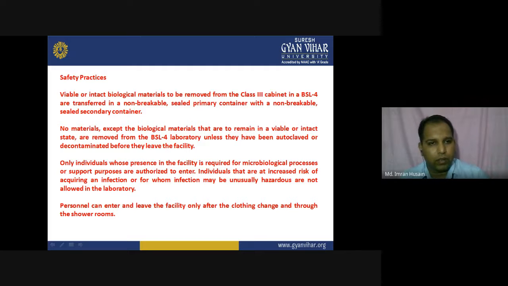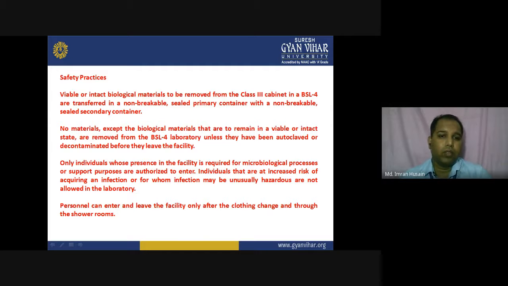What are the safety practices? Viable or intact biological materials to be removed from Class 3 cabinets in a BSL-4 are transferred in a non-breakable sealed primary container with a non-breakable sealed secondary container. No material except the biological material that is to remain viable or intact is removed from the BSL-4 laboratory, unless it has been autoclaved or decontaminated before leaving the facility. No intact pathogenic agent should leave the BSL-4 facility.